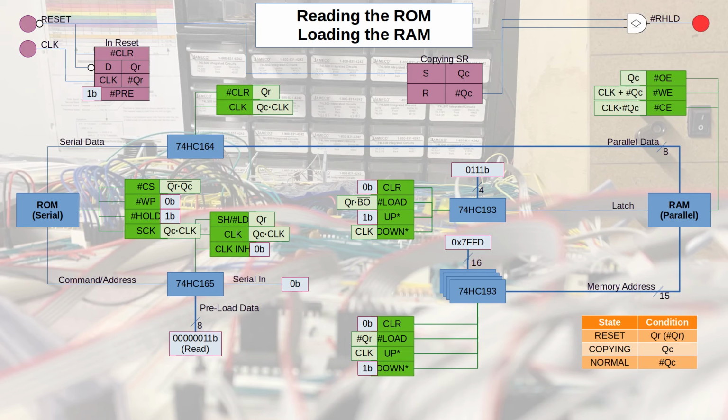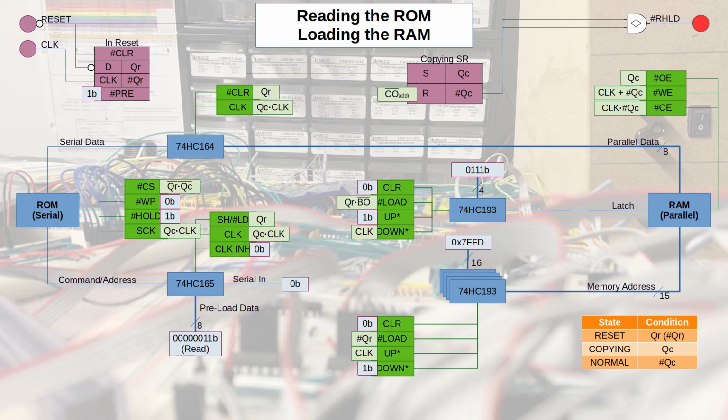Now, once the address counter rolls over for all 16 bits, notice I chose my load value carefully such that after the 3 bytes plus the 32K, the carry out flag will go low, and that will be tied to the reset pin of the set reset latch for copying. That will take me out of copying mode and put me into normal run mode.